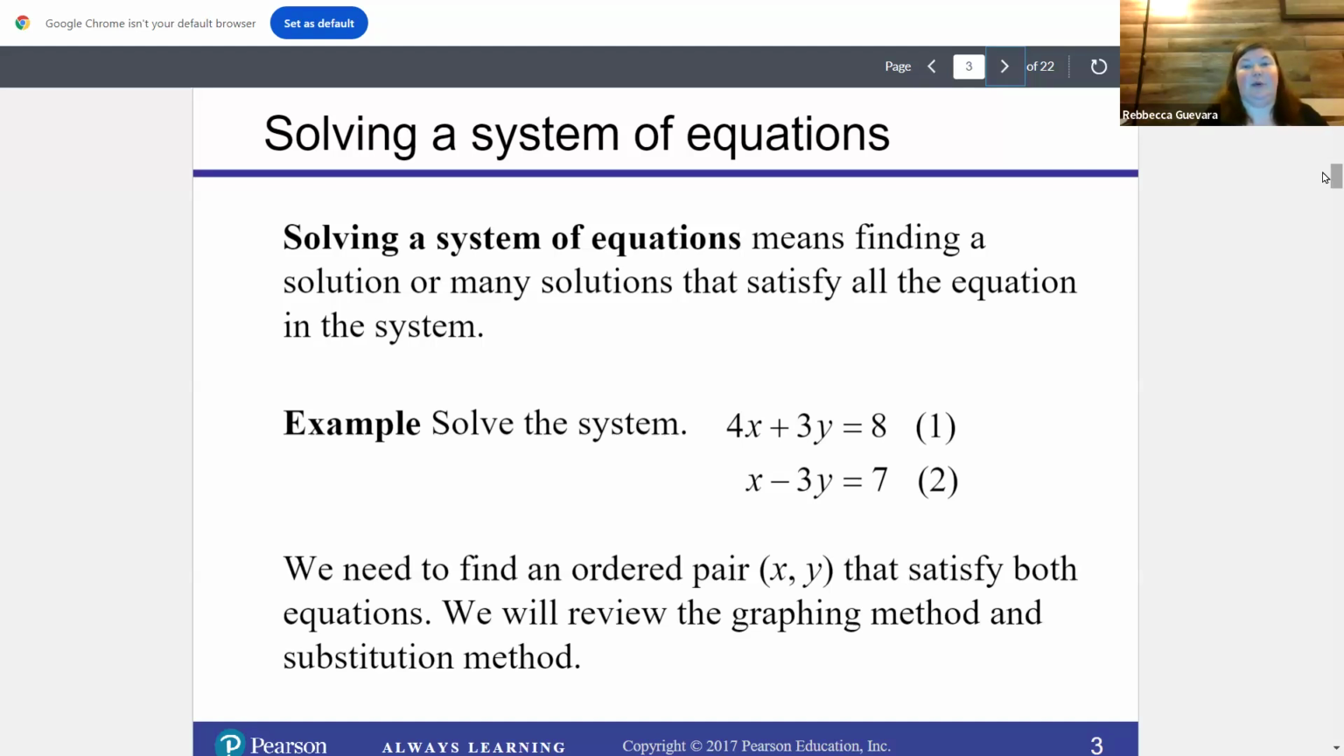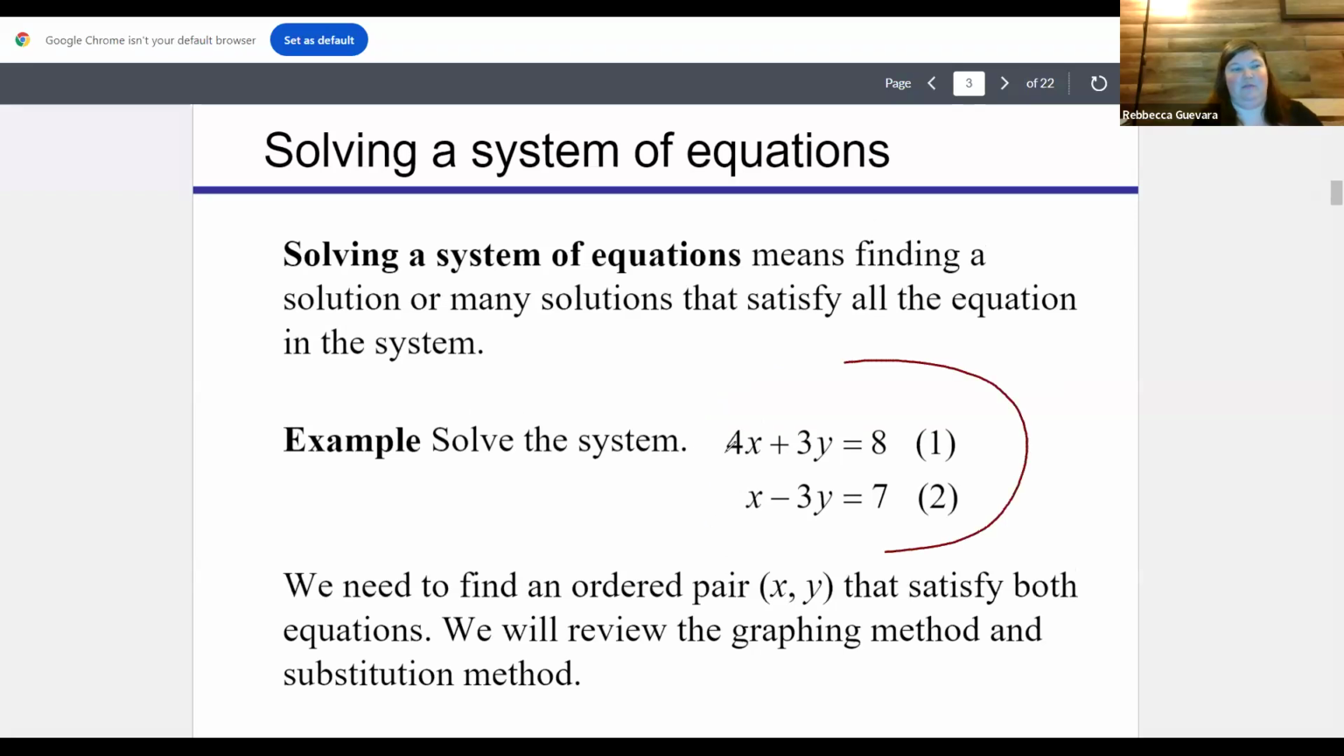Solving a system of equations means finding a solution, or many solutions, that satisfy all the equations in a system. When we talk about a system of equations, that means we have multiple equations. In this case, we have two. Sometimes you'll have three, sometimes four. This is an example of a system of equations. What we need to do is find an ordered pair (x, y) that satisfies both equations.